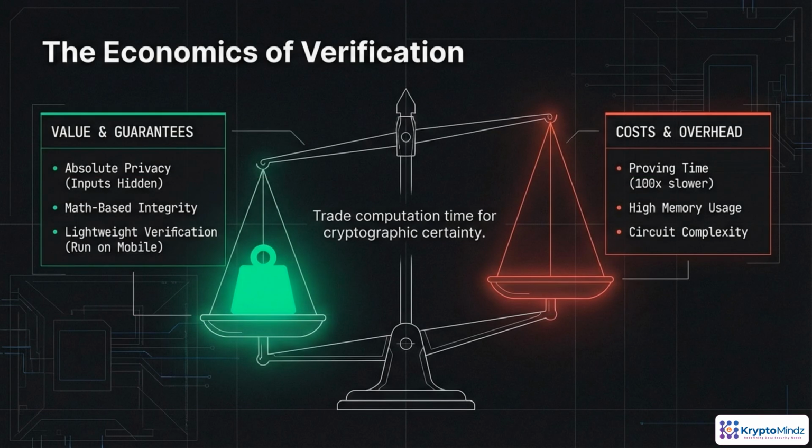Adopting heavy cryptographic verification means spending more computation to buy stronger guarantees. On the value side, you can hide inputs completely, get math-backed integrity instead of "trust the server," and let even a phone verify results cheaply. On the cost side, generating proofs can be orders of magnitude slower, memory-hungry, and demands carefully designed circuits. Robust architectures draw a clear line. They use these strong guarantees exactly where that extra cost is justified.